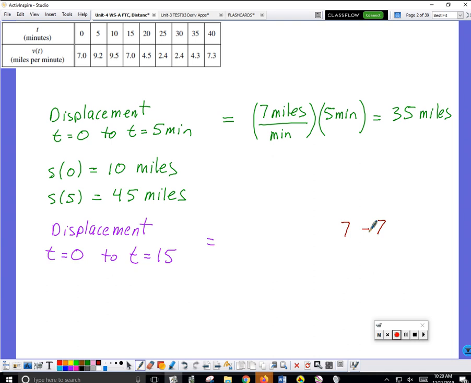Answer this question. I told you earlier to memorize a phrase that means exactly the same thing as displacement. Who knows the phrase you should have memorized? What's the phrase? Change in position. Okay, so displacement also means change in position. I'm asking you to find, this is a really good discussion today, the change in position between these two times, from time 0 to time 15. By how much did the plane's position change?